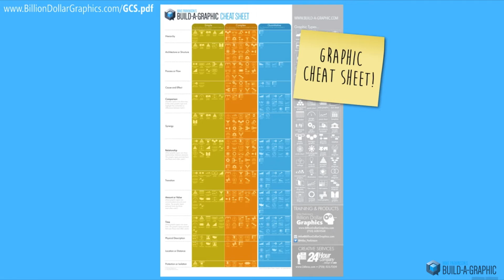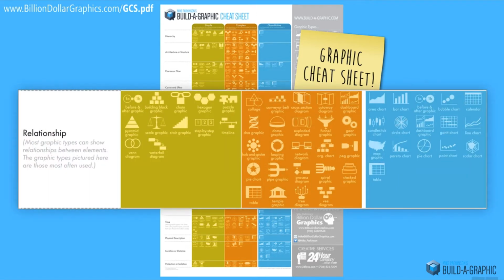The way it works is every single graphic that you'll ever make would fit down the left side, meaning it would be either showing hierarchy, architecture, structure, process, or flow, and so on. Once you choose the core concept, you would pick from any graphic type in that row. So if you were trying to communicate relationships, yellow, by the way, the yellow column is a simple concept, the orange is a bit more complex, and the blue column is for quantitative information, amount, value, and time typically.